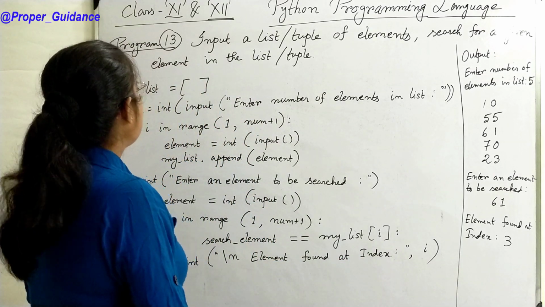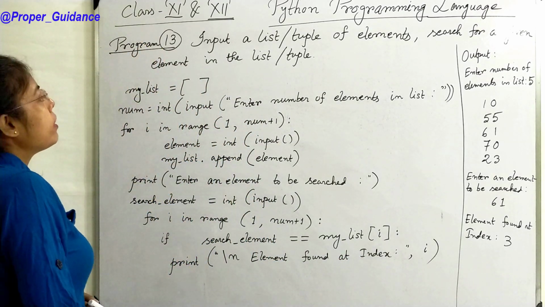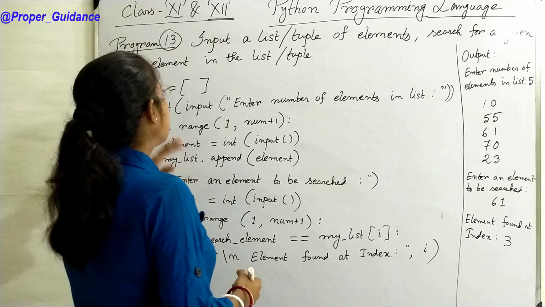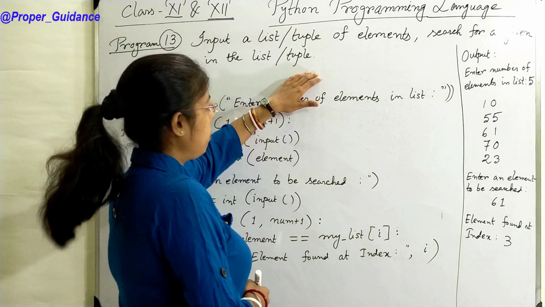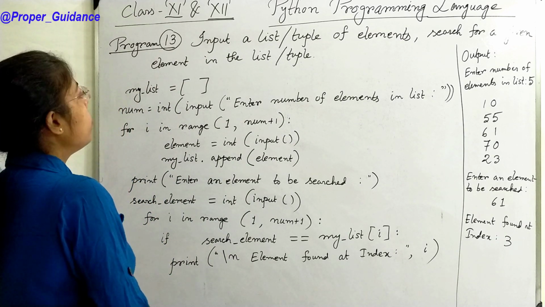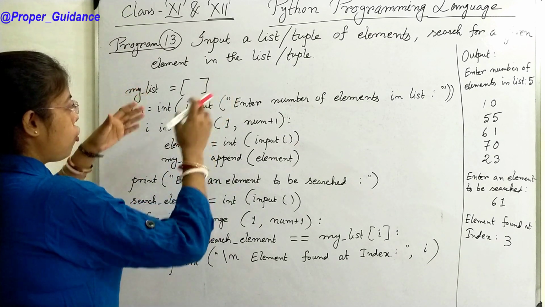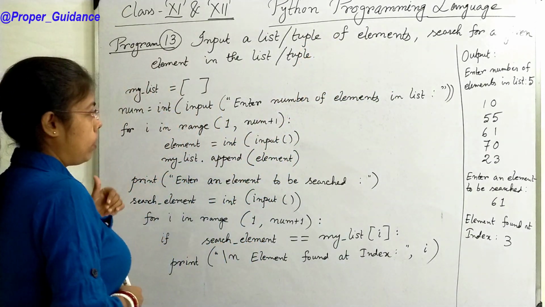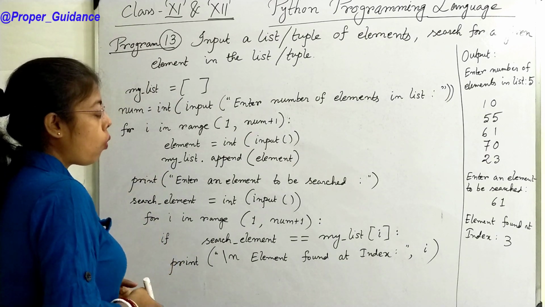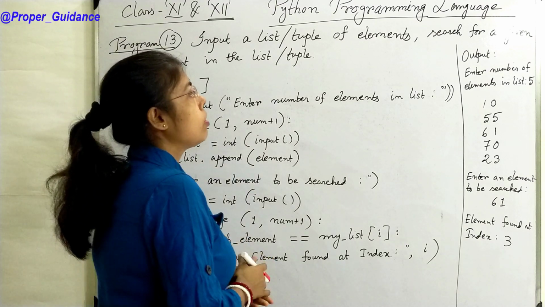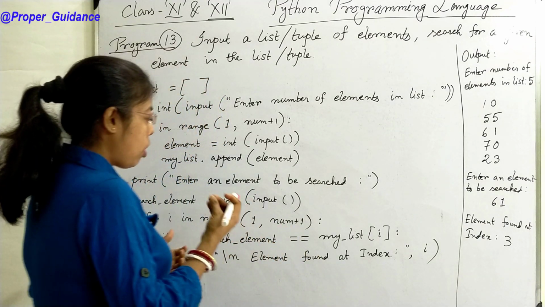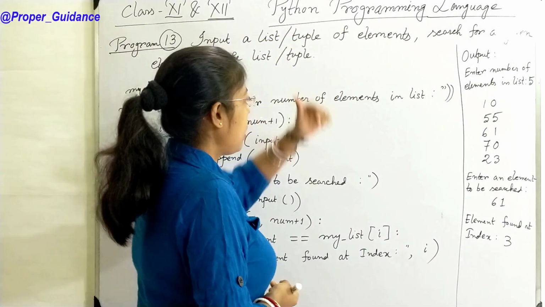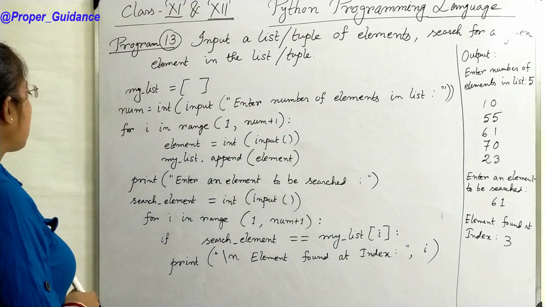Here we are today to discuss program number 13, and this is a program on a list or tuple of elements, and we have to search for a given element in the given list or tuple. Okay, so we are here to do a Python program on this particular list or tuple, and we have to search some element from the list, and when we find it, we have to display where the element is found. I mean to say, what is the index of that particular list or tuple where we find the required element. Okay, so let's start.